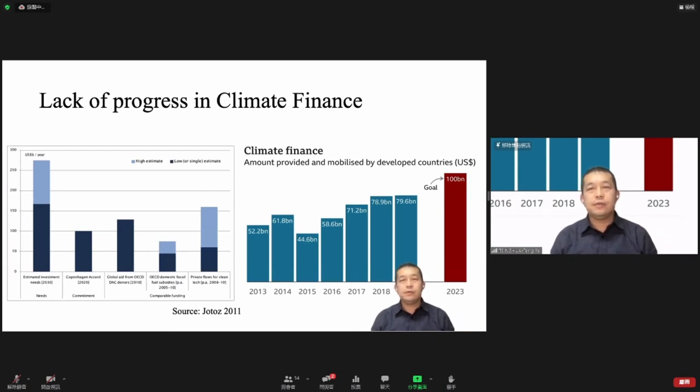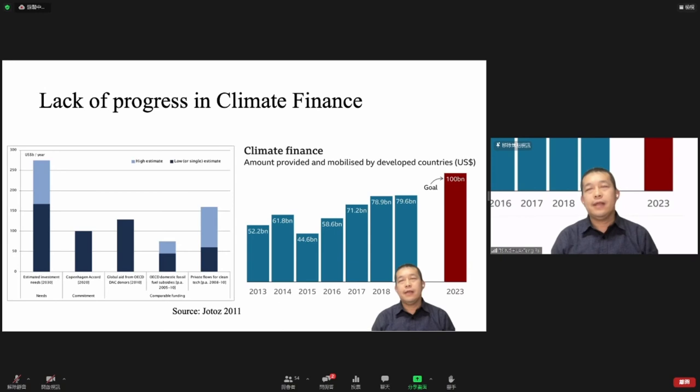The left figure shows the needs of developing countries on mitigation. Generally, the most conservative estimation is more than $250 billion every year, and some countries argue it should be more than $1 trillion every year. The right figure shows climate finance today, and you can see that the goal was set in 2009 at a provision of about $100 billion to developing countries. But at this moment, there is only less than $80 billion.